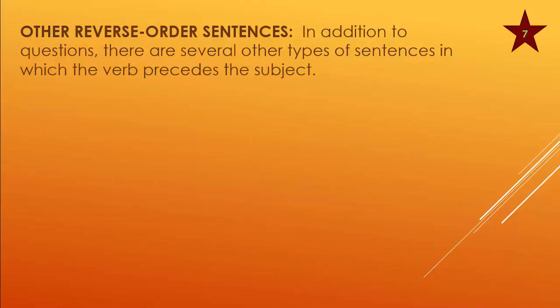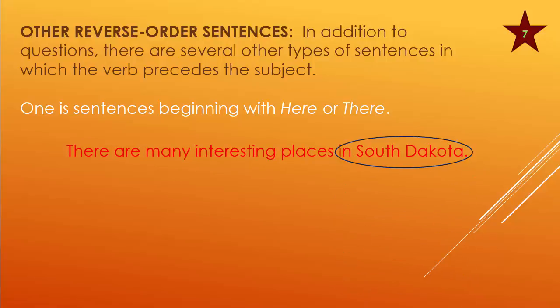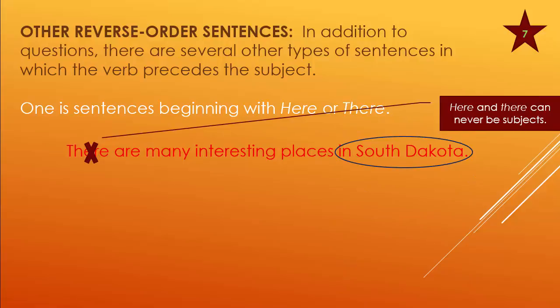Other reverse order sentences. In addition to questions, there are several other types of sentences in which the verb precedes the subject. One is sentences beginning with here or there. There are many interesting places in South Dakota. In South Dakota is prepositional. Here and there can never be subjects. Places is your subject. Are is your verb.